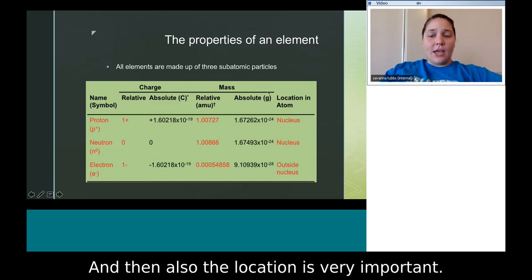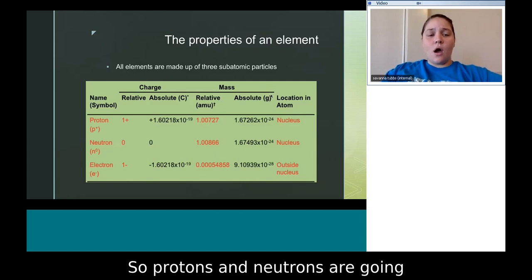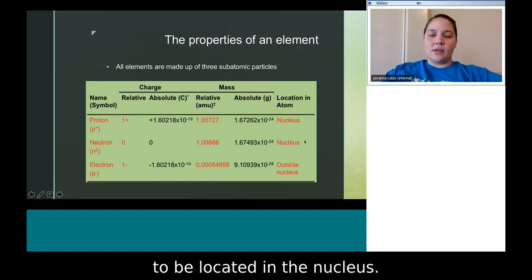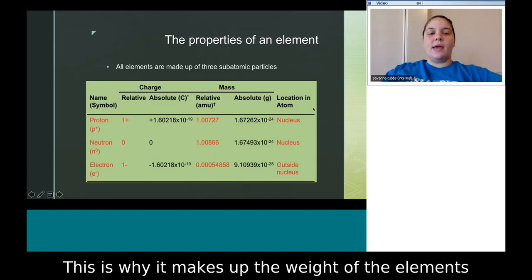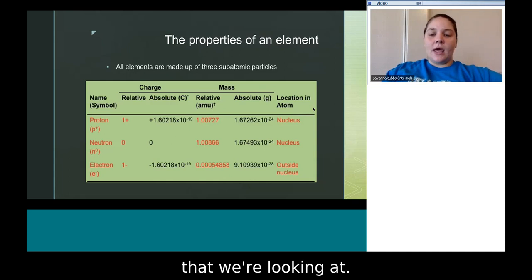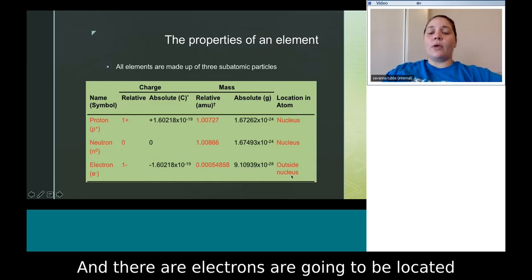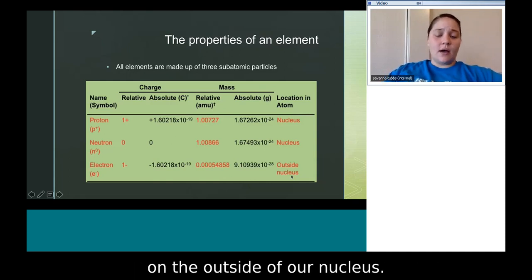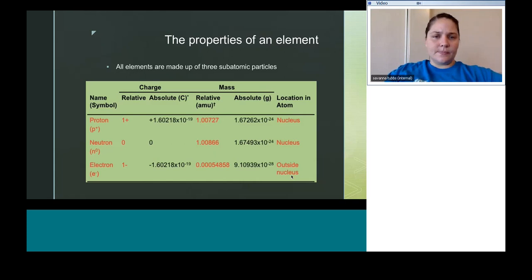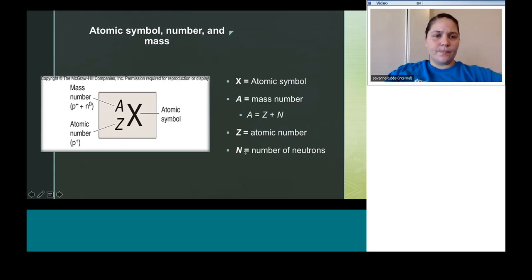And then also the location is very important. Protons and neutrons are going to be located in the nucleus. This is why they make up the weight of the element that we're looking at. And then our electrons are going to be located on the outside of our nucleus.